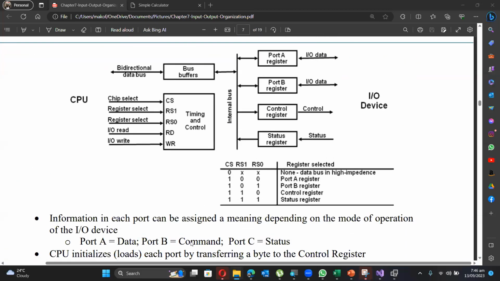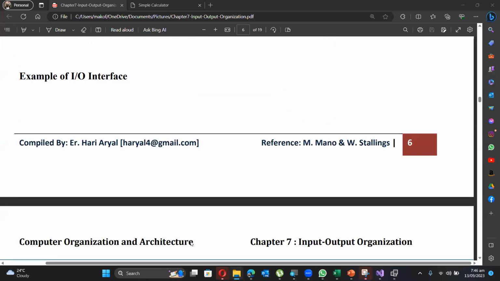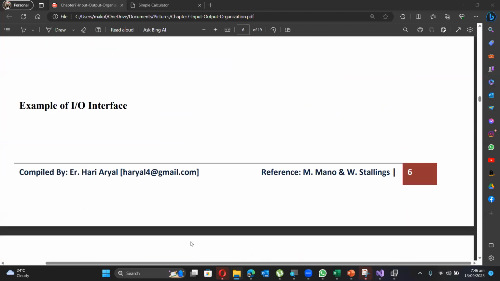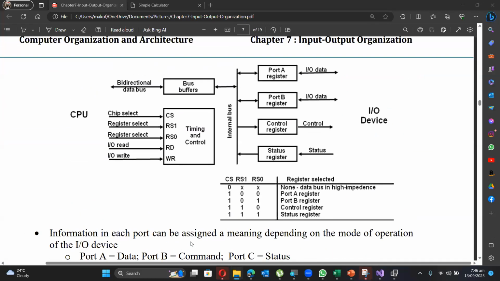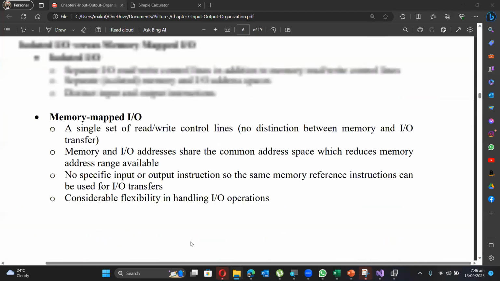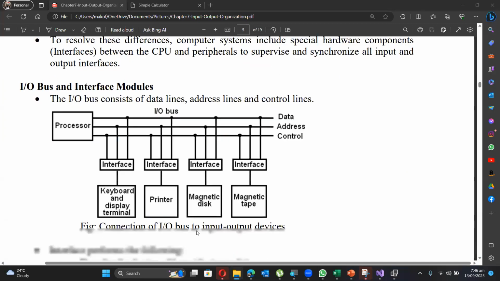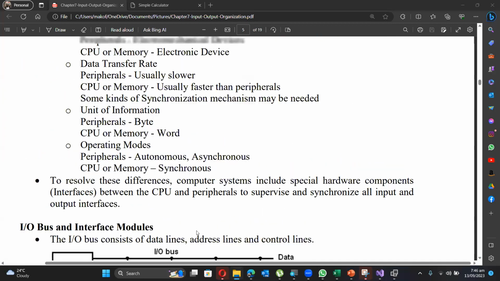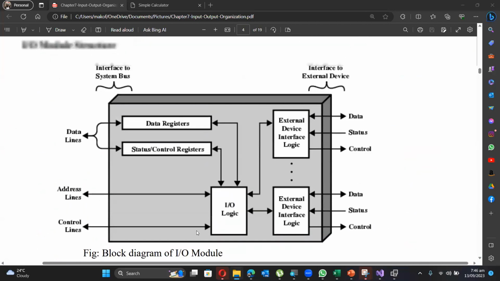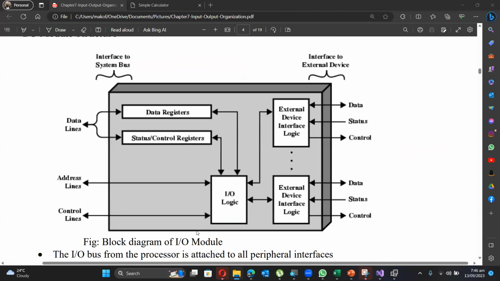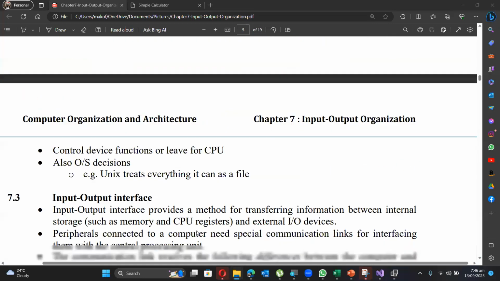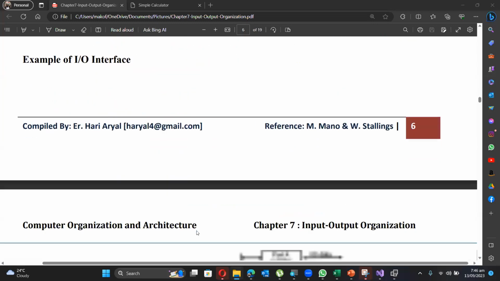Examples of this is this. So here we have an example of the input output interface. Now, there's a reason why I'm going through these designs. It means that in the exam, I can ask you to draw. Of course, I probably will not ask you to draw this diagram, but I can ask you to draw this diagram here or this diagram in which we have over here. And you should be able to draw these diagrams.